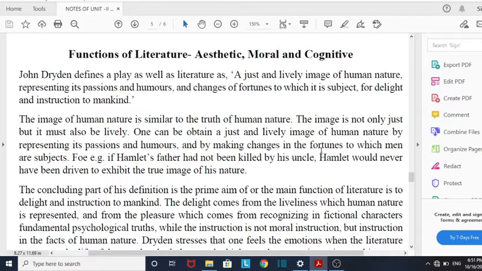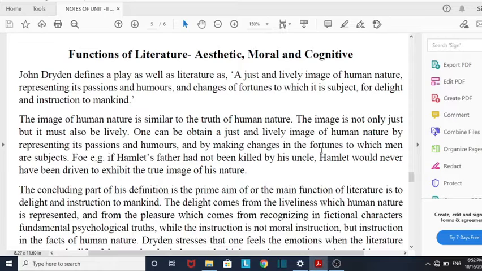Okay, so all these things a poet, or a dramatist, or a writer should represent, and then only does it become just and lively. If there are no emotions, if there are no feelings, then the image of that particular man or particular character will not be just and lively. So that is very important.